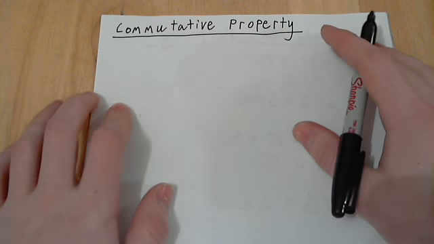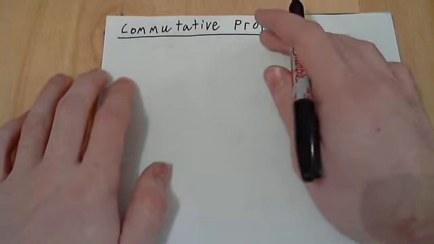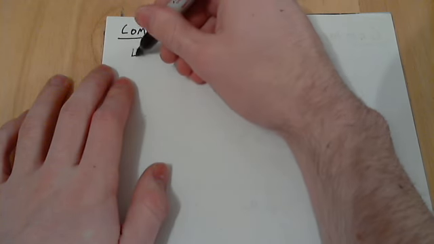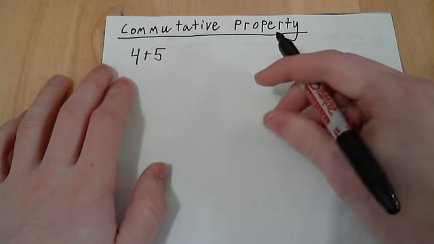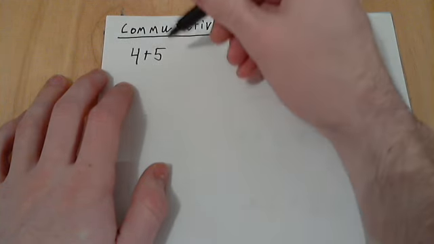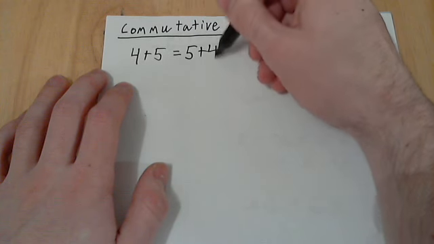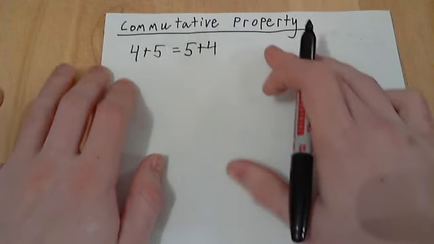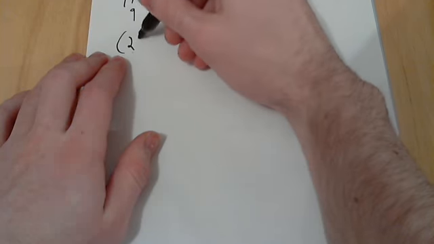So for starters, I'll show you some examples for the commutative property of addition. So first of all, let's say you have 4 plus 5. So basically what the commutative property says is you can switch the order of these numbers into 5 plus 4 and get the exact same answer. And we know 4 plus 5 equals 9, and we know 5 plus 4 is also 9. So there's one example.